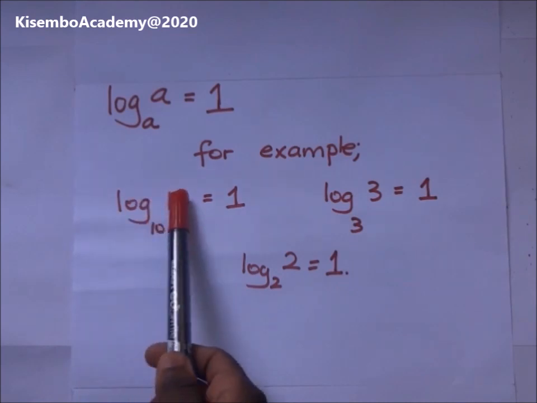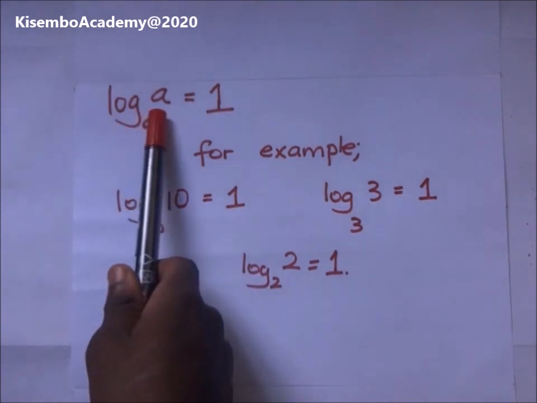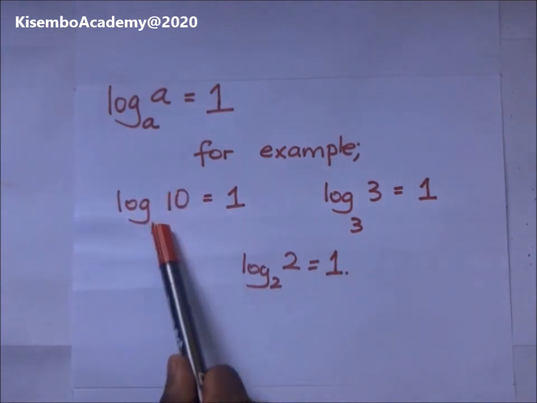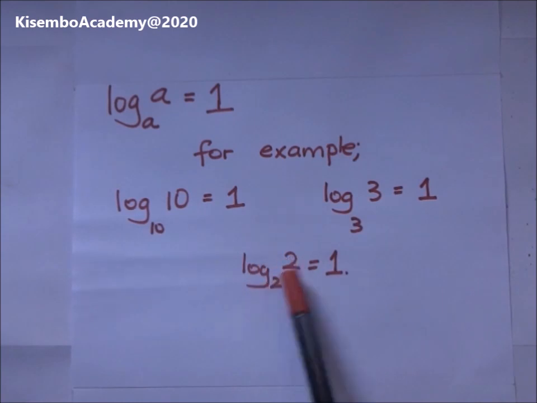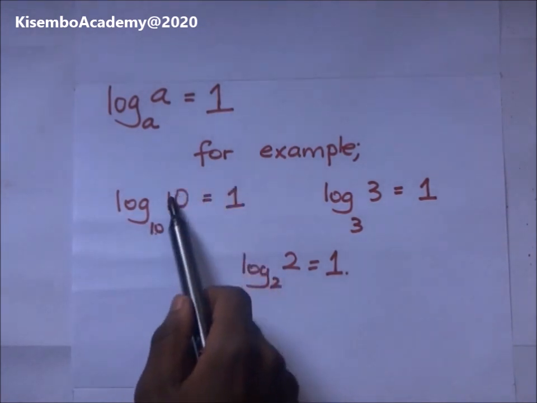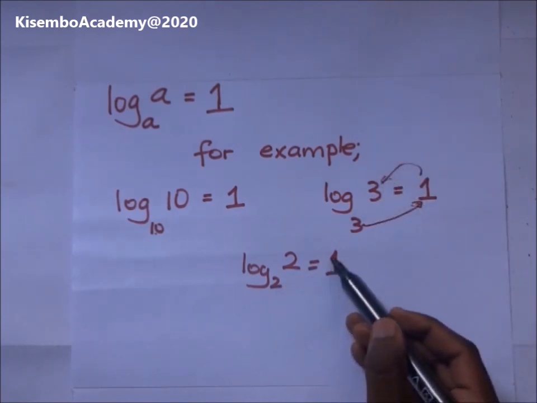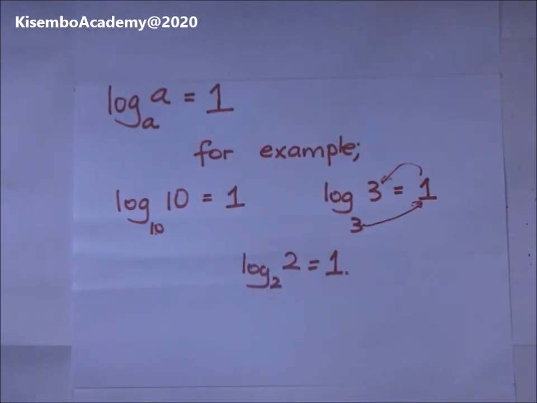When the number and the base of a logarithm are the same, the answer is always equal to 1. For example, the logarithm of 10 base 10 is 1. The logarithm of 3 base 3 is equal to 1. The logarithm of 2 base 2 is 1. And if you convert them to index form, 10 to the power 1 is equal to 10, 3 to the power 1 is equal to 3, 2 to the power 1 is equal to 2. So this is another property that should be at the back of your head when you're interpreting logarithms.